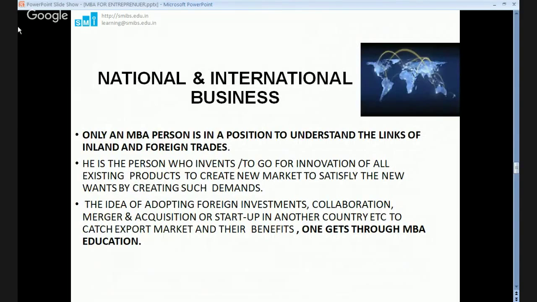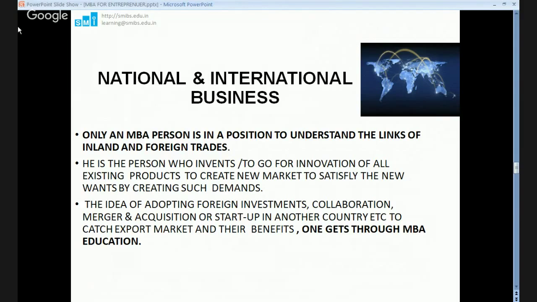Buy one, take two, or you buy this one, you get another product, and then go on trying to push. So that indicates not a very healthy picture. National and international business: only an MBA person is in a position to understand the links of inland and foreign trades.